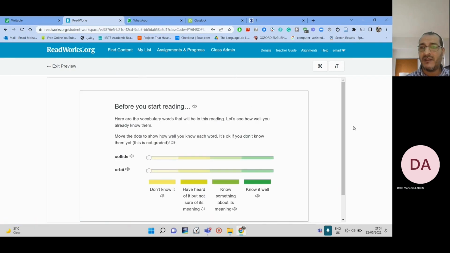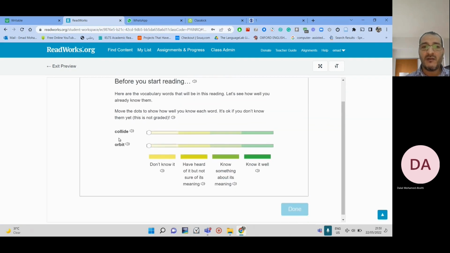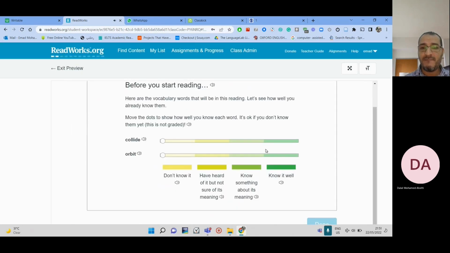Well, we need to do the grammar, the vocabulary first. Read the words, please, Khamain. It's too small. Yeah, you can start on your own device. So collide and orbit. Collide. Orbit. Do you know both of them?